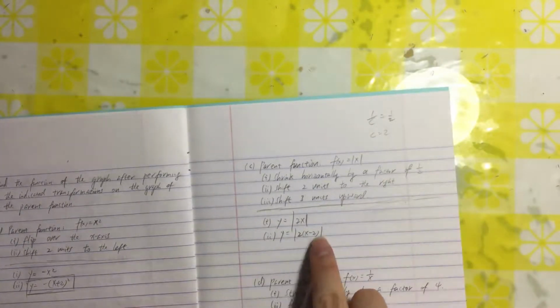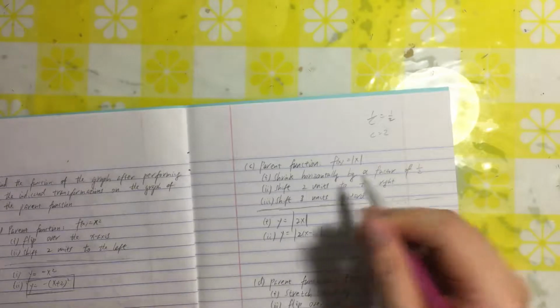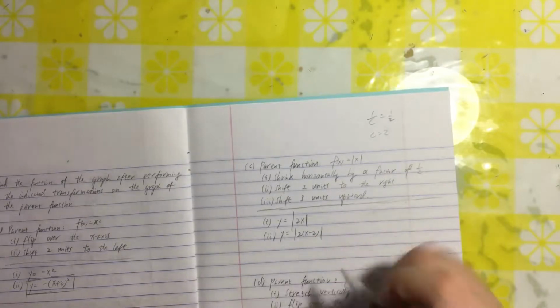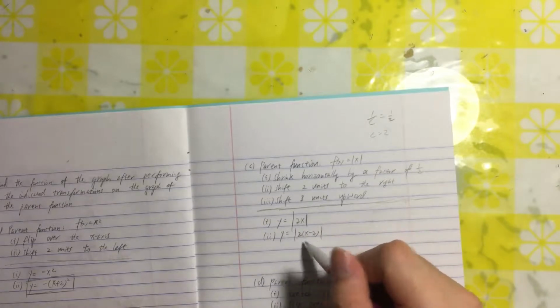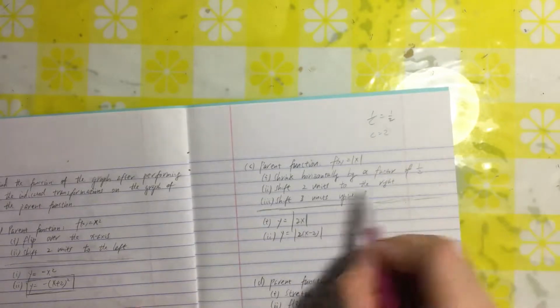Subtract 2 from x directly, not from 2x. So we need to add parentheses. If we don't add parentheses, it means we subtract 2 from 2x. But we must subtract 2 from x directly. So add parentheses. Shift 2 units to the right.